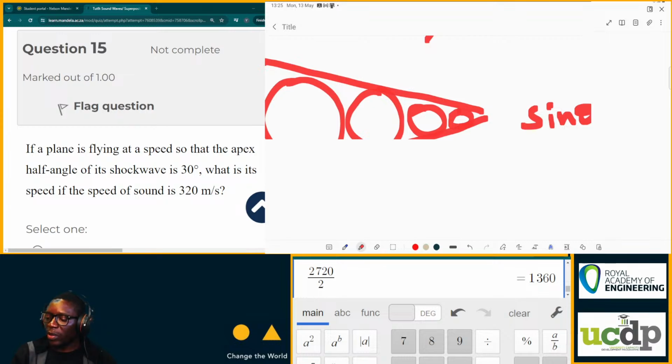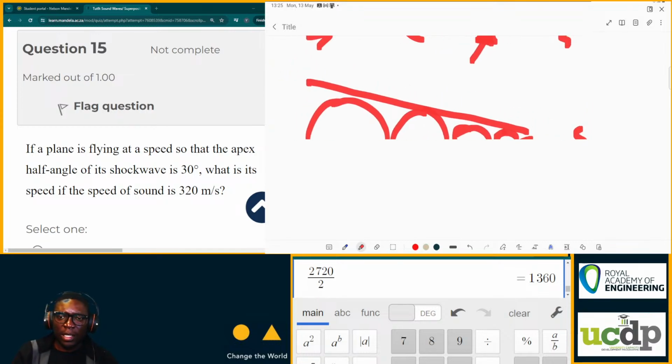So it's basically a shockwave that is created when an object moves through a fluid like that.